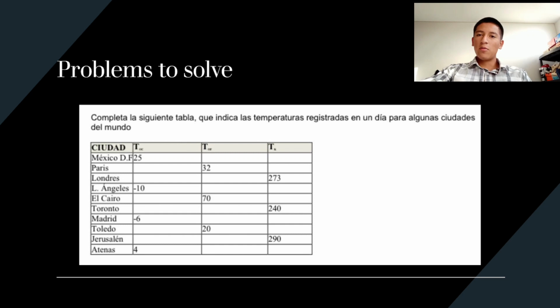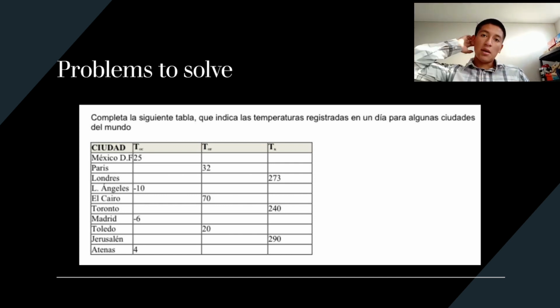Here I am going to be presenting some problems that we did in class, and I did them here at home. It was homework and I did it. In the first problem I had to complete a table in which I had to convert between different types of temperatures. It was a table about cities: the Distrito Federal, Paris, Londres, Los Angeles, El Cairo, Toronto, Madrid, Toledo, Jerusalem, and Atenas.